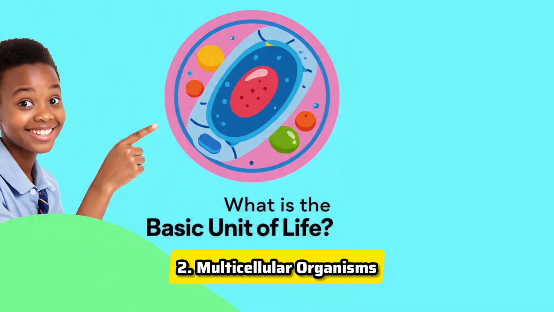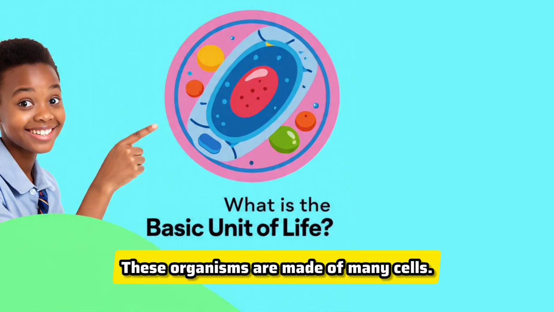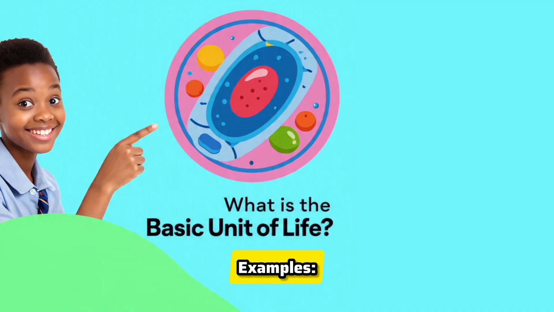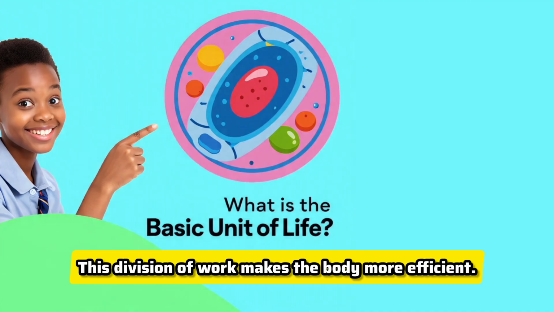2. Multicellular organisms. These organisms are made of many cells. Each type of cell has a special job. Examples: humans, plants, animals. In humans, for example, nerve cells help in thinking. Muscle cells help in movement. Blood cells carry oxygen. This division of work makes the body more efficient.